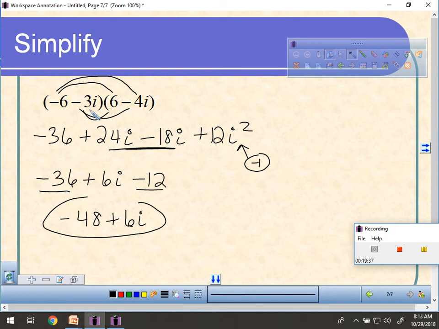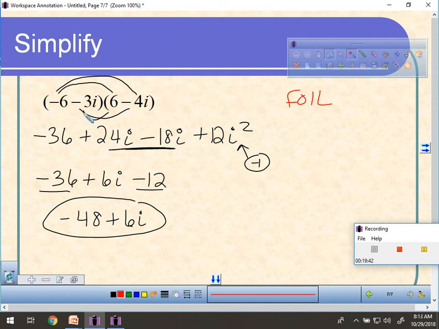So to go back over it one more time, for this problem we're going to FOIL. Negative 6 times 6 is negative 36, negative 6 times a negative 4i is a positive 24i, a negative 3i times 6 is going to give me a negative 18i, and then a negative 3i times the negative 4i is going to give me a positive 12i squared. And so that would be my answer for that problem.